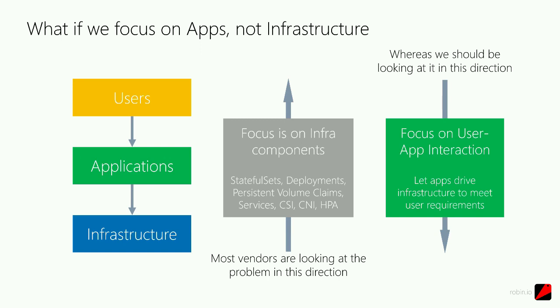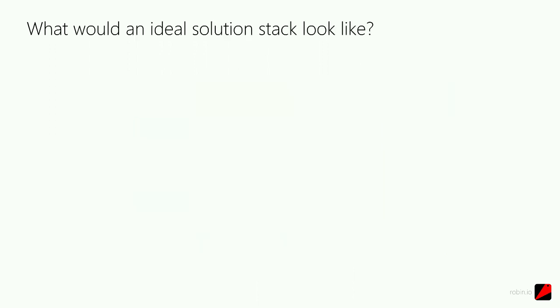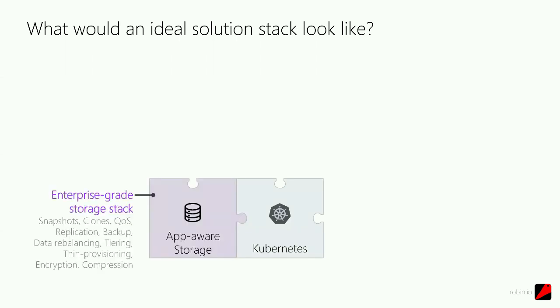So this is the framing. What I wanted to highlight is that we need to look at the problem from the app downwards instead of from infrastructure components upwards. And when I say infrastructure components, I include things like stateful sets, replica sets, deployments, PVCs, all that. Now let's dig a little deeper into what would be an ideal architecture. The first thing, of course, is Kubernetes, and that's a no brainer. Now, because you're targeting data-centric workloads, you need to have a very strong storage story here.